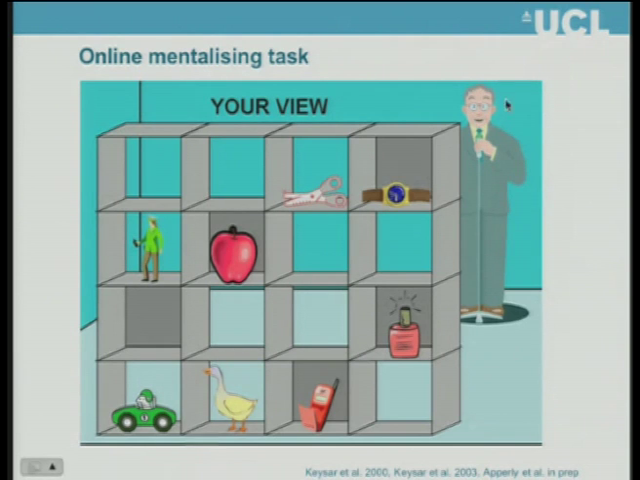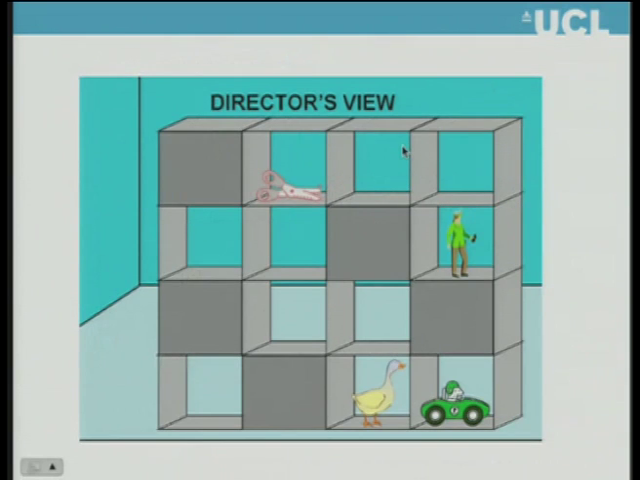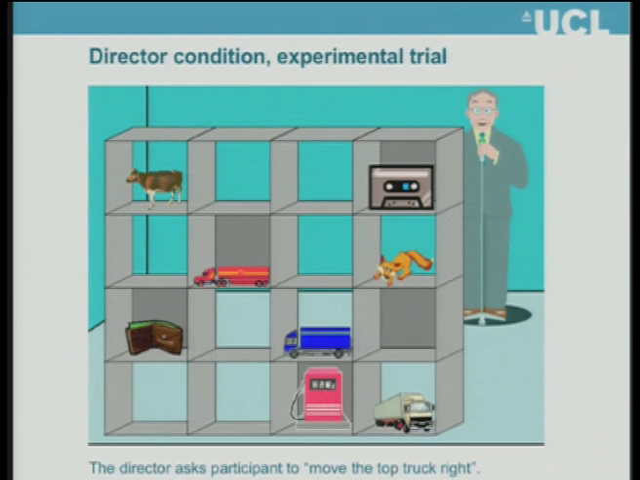And notice that some of the objects on the shelves are occluded from his point of view. He can't see them because there's a piece of wood behind them. And this is what the shelves look like from his point of view. So he can't see some of the objects. And by the way, he's never going to tell you to move an object that he can't see. There are many trials, and on each trial there's a different set of shelves with different objects on. In the crucial condition, you might be asked by the director, move the top truck right. Your right, remember. That's not relevant. So which truck would you move?